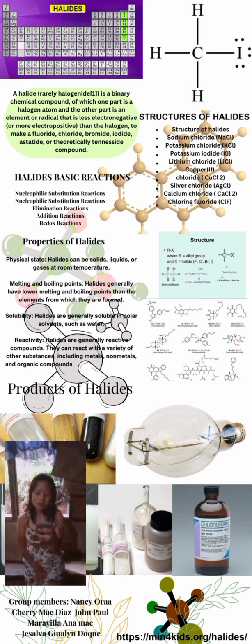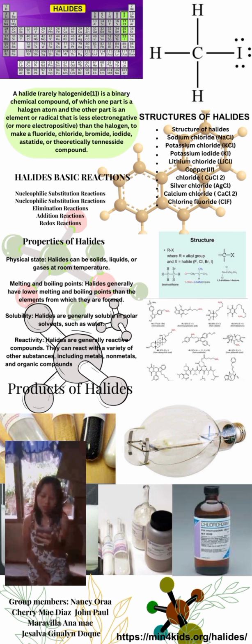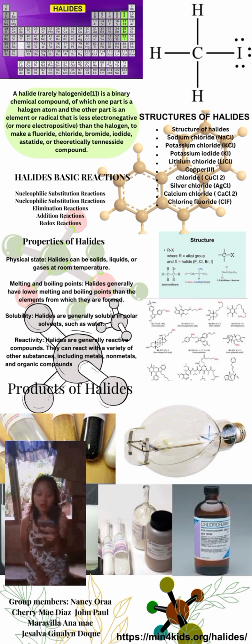One part is a halogen atom, fluorine, chlorine, bromine, iodine, and the other part is an element that is less electronegative. This is evident from the text on the bottle, which clearly states 1-chlorobutane.